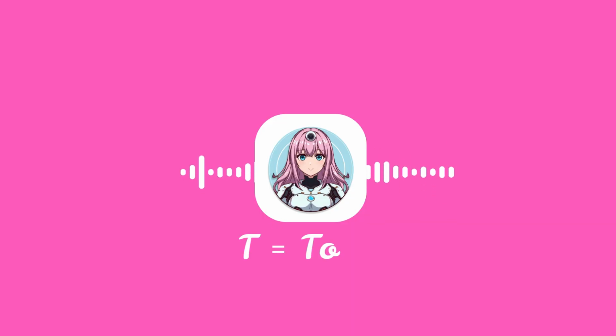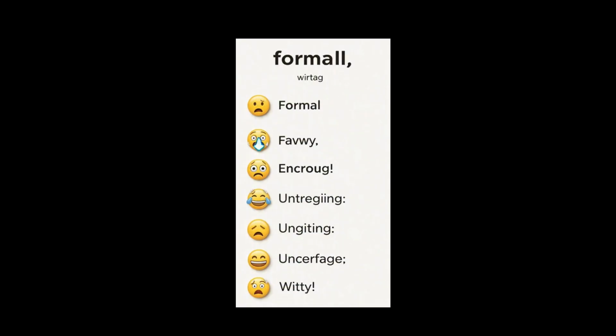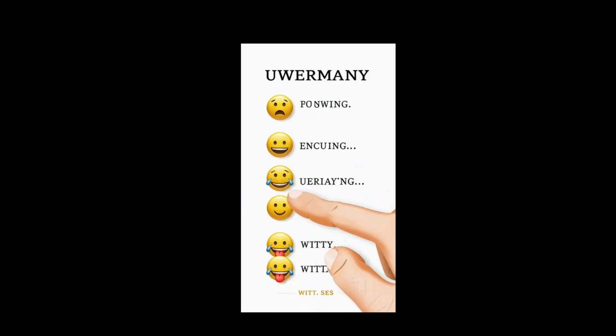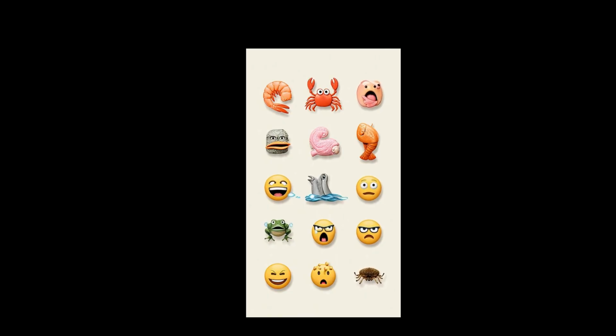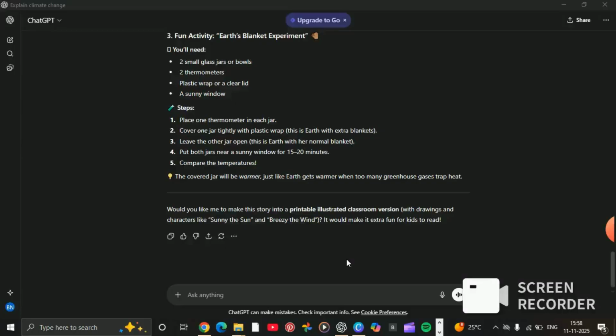The final step is tone. This is a secret sauce that makes the output feel human. How should it sound? Like formal, funny, sarcastic, empathic, inspirational. This is how you inject personality and make the result match your brand or your niche. So you have to tell AI what it should sound like to give it the human touch. Now the step 4, choose a tone.